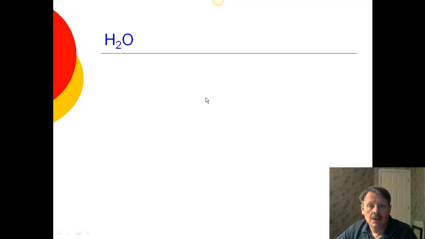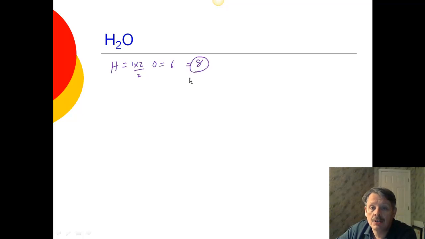Okay, so let's actually do H2O. My first step is to count the total number of valence electrons. Well, every hydrogen has one valence electron, and every oxygen has 6 valence electrons. But I have 2 hydrogens, so that means I've got a total of 2 there. So I've got a total of 8 electrons if I add all these together.